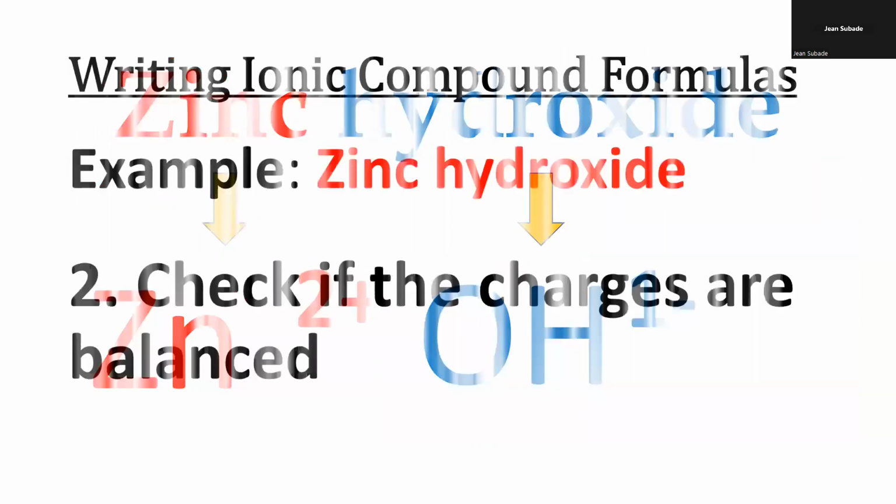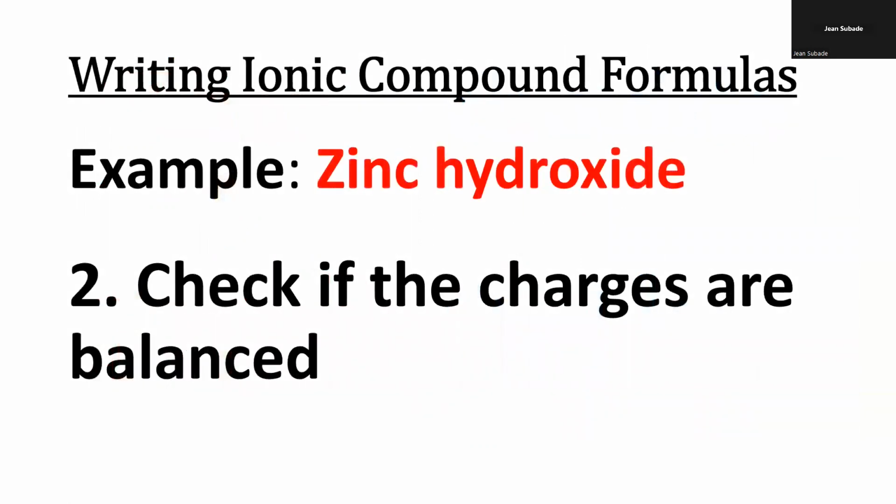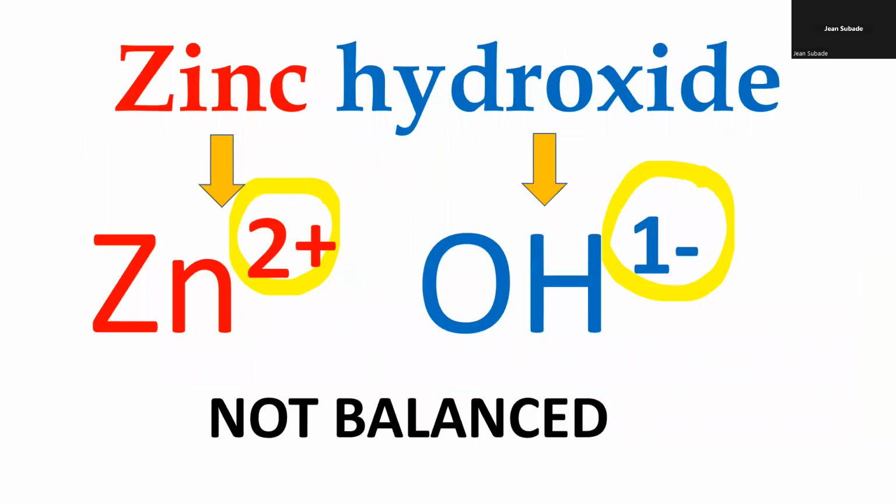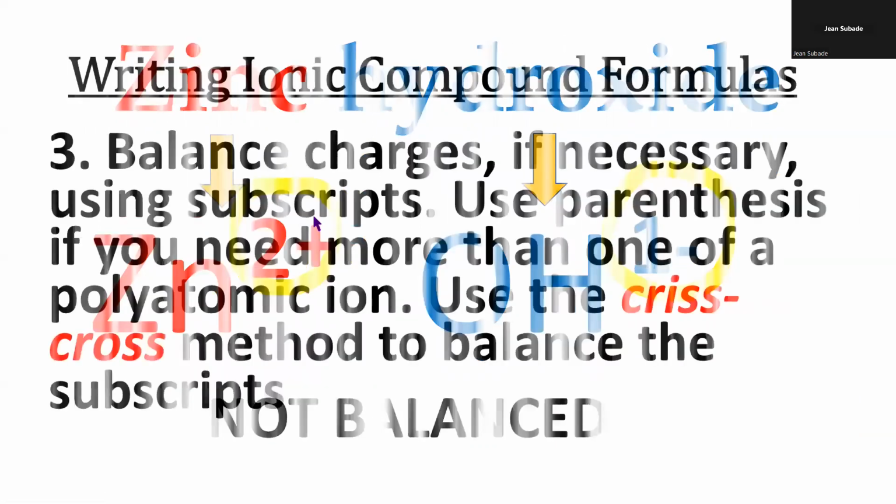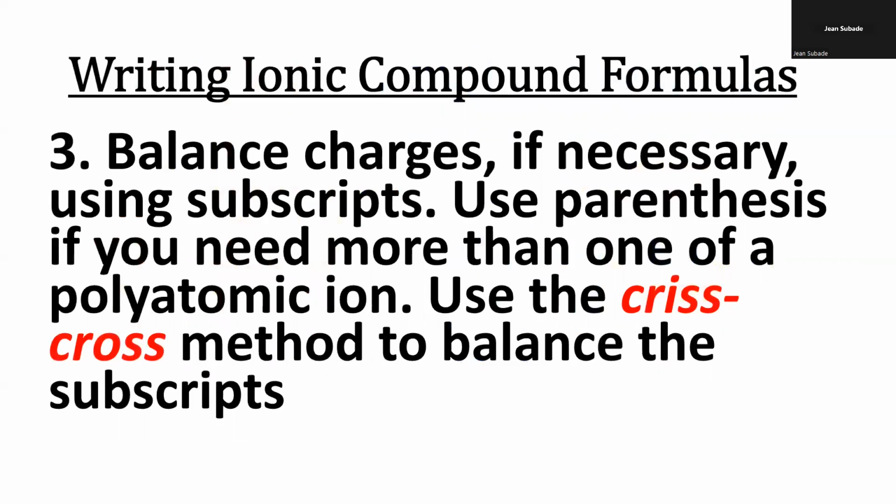Next, check if the charges are balanced. In this case, +2 and -1 are not balanced, so we really need to balance the charges. That's step number 3. If necessary, using subscripts, you also have to use parentheses if you need more than one of a polyatomic ion. OH is a polyatomic ion. And you have to do the crisscross method to balance the subscripts.